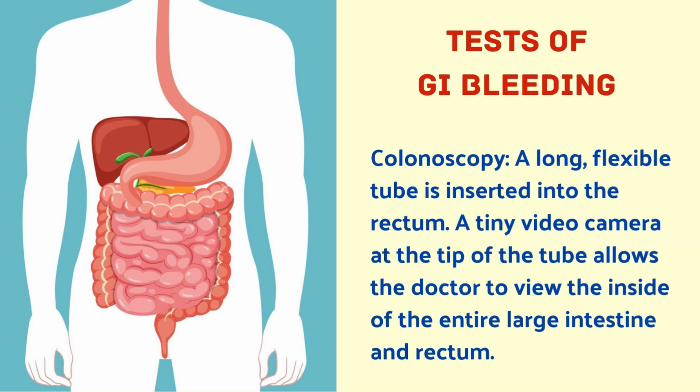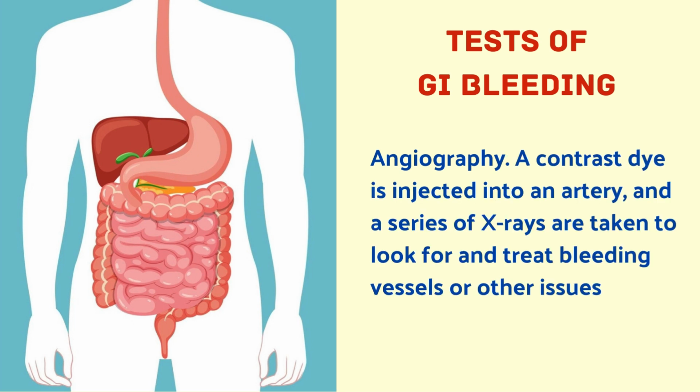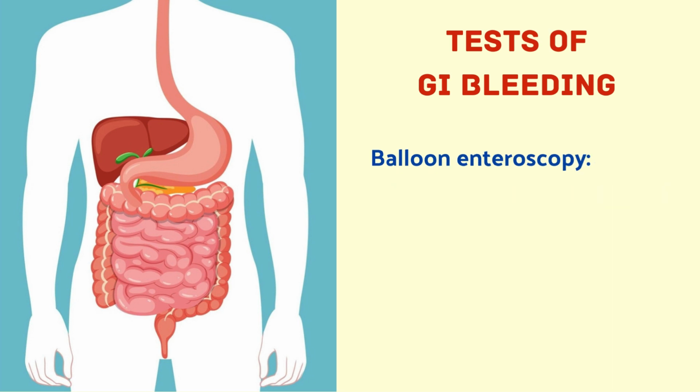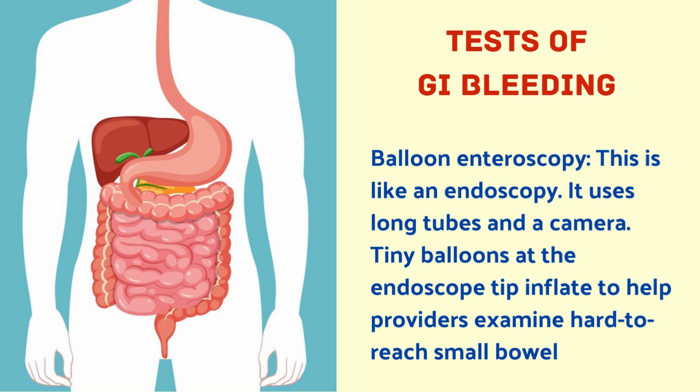Colonoscopy: a long flexible tube is inserted into the rectum. A tiny video camera at the tip of the tube allows the doctor to view the inside of the entire large intestine and rectum. Angiography: a contrast dye is injected into an artery and a series of X-rays are taken to look for bleeding vessels or other issues. Balloon enteroscopy: this is like an endoscopy. It uses long tubes and a camera. Tiny balloons at the endoscope tip inflate to help the provider examine the hard to reach small bowel.